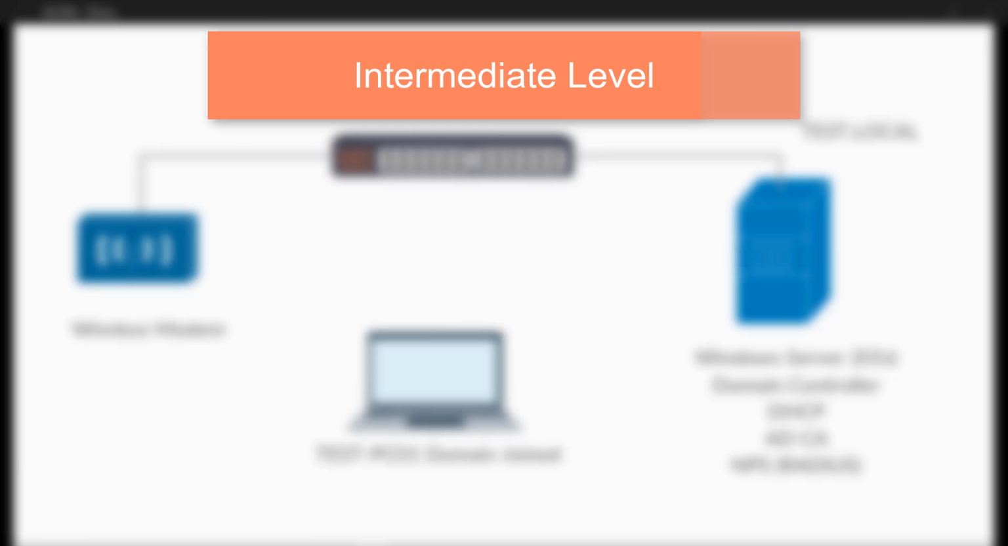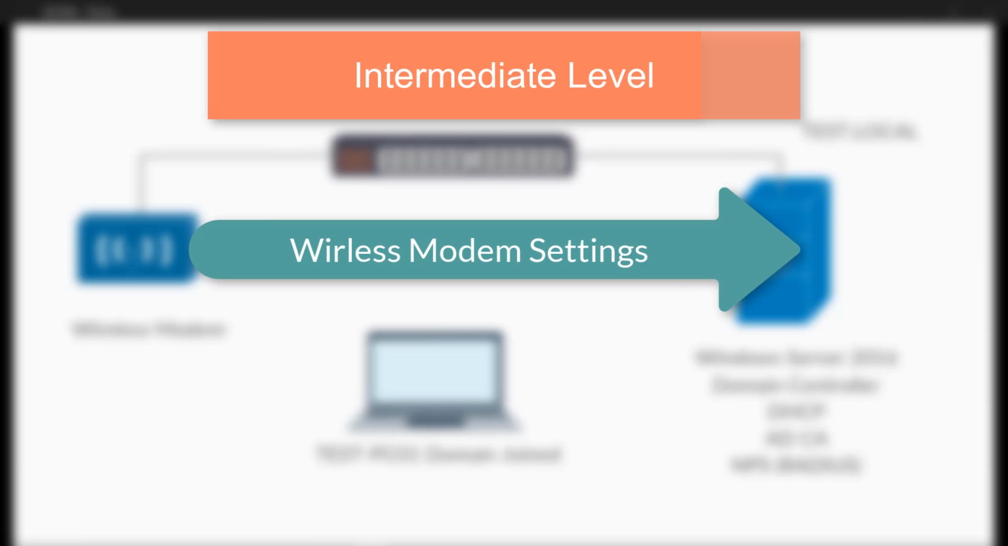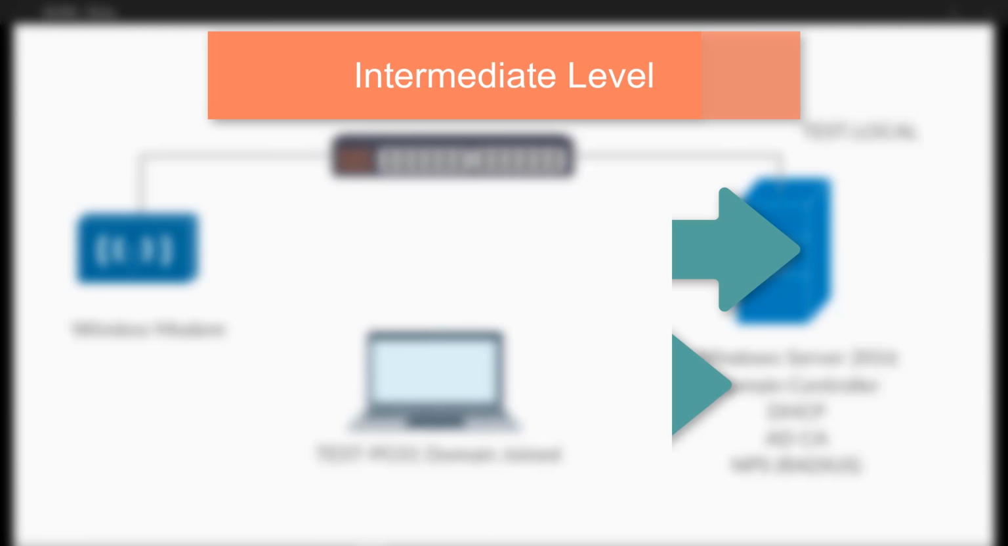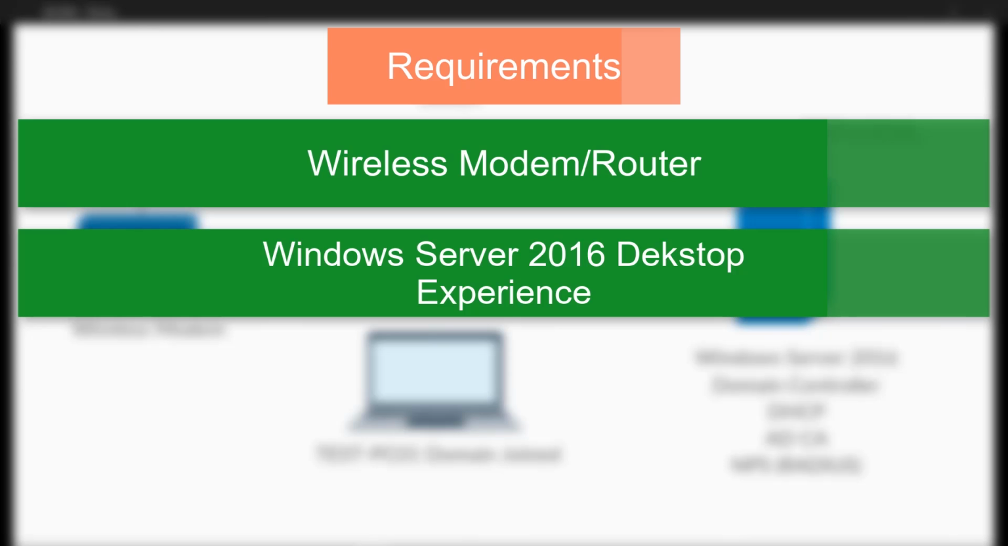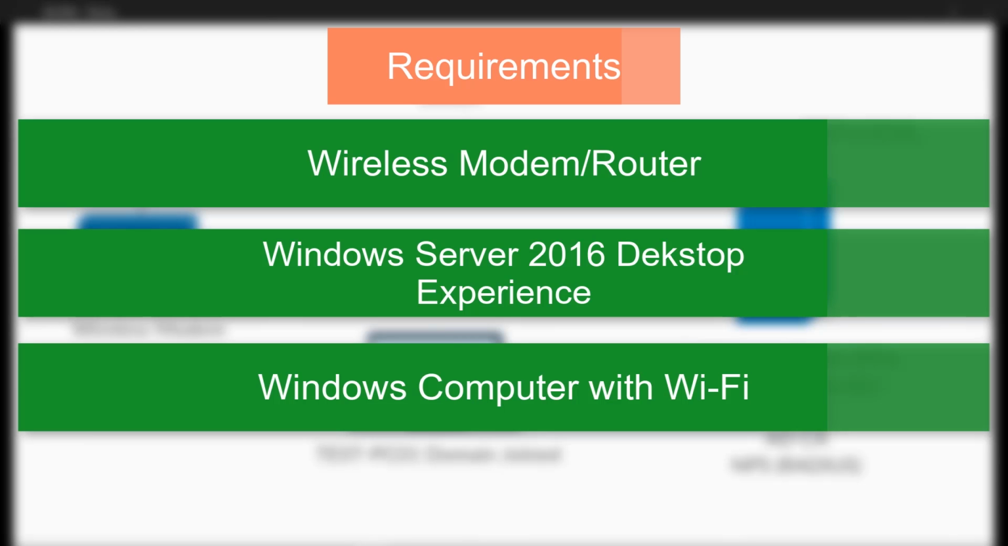As for the level of this video series, I would say this is an intermediate level course, so I expect you to know a little bit about wireless router modem settings so that you can go back to your wireless router or modem and tweak some settings. You also need the basics of Windows Server 2016 installation. Apart from these requirements, you need a home wireless modem or router with WPA2 Enterprise Security, Windows Server 2016 Datacentre desktop experience installed on Hyper-V or on a server, and a Windows computer with Wi-Fi, so we can test our setup.